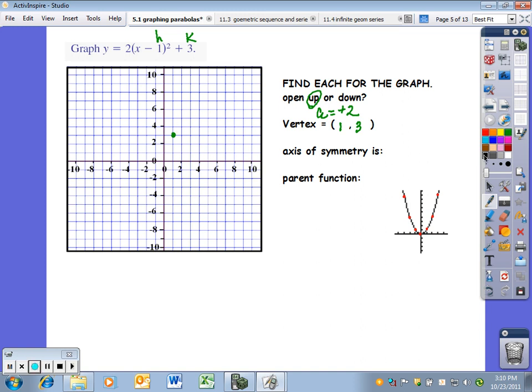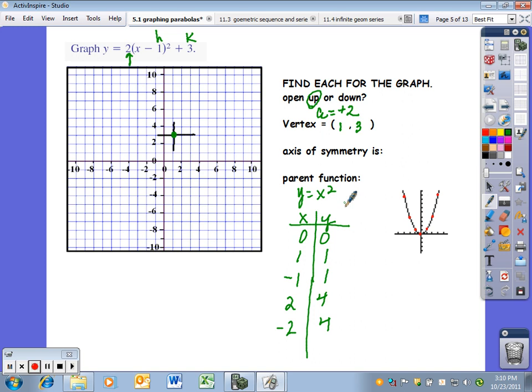Then draw your new axes in there. My parent function is y equals x squared. So when I make my xy table: (0, 0), (1, 1), (negative 1, 1), (2, 4), (negative 2, 4). Do I have a multiplier? Yes. So it should double my y's. 2 times 0 is 0. 2 times 1 is 2. 2 times 1 is 2. 2 times 4 is 8. 2 times 4 is 8.